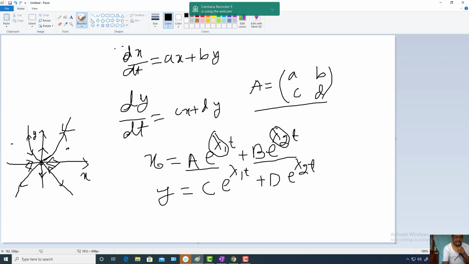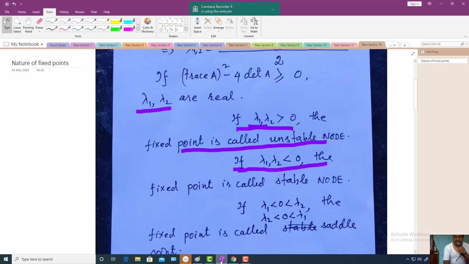So that is why this fixed point is called a stable fixed point or a stable node in this situation. If the characteristic roots are both negative and real, then the fixed point is called a stable node.